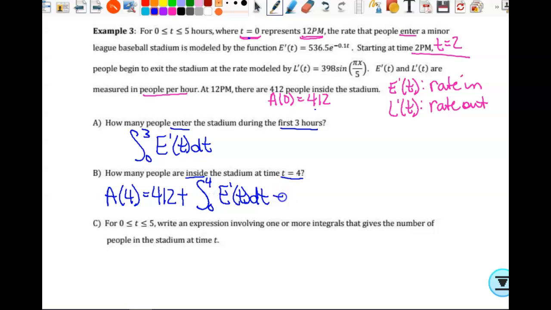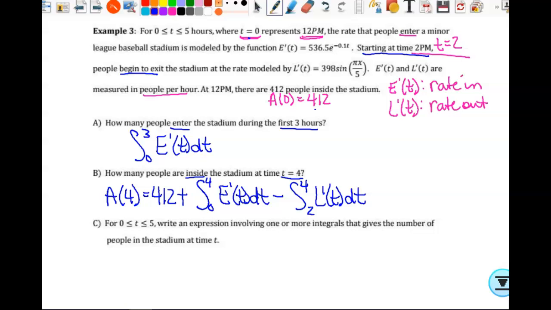Then subtract, and this is where you've got to be careful. This was the first one of these that has come up like this. People didn't start leaving on the same time interval, because the other one said on the same time interval. This one said starting at time 2 p.m., that's when they began to exit. So I am subtracting the integral of L prime of t dt, but I have to start at t equals 2 and go to t equals 4 for that. Okay, does that make sense to you there?